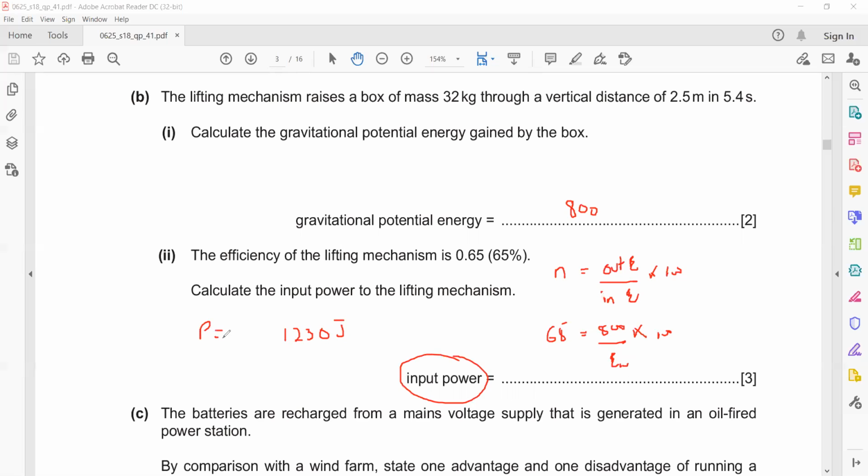But in the question, they're asking for power. Power is energy divided by time. So you have energy divided by the time interval, which in the question is given as 5.4. So 1230 divided by 5.4. What's the final answer? 230, like 228, 230. In the marking scheme, normally they write the answer rounded off, but you should focus on three significant figures. Instead of worrying about rounding all the answers, focus on your answer being in three significant figures, which is important.